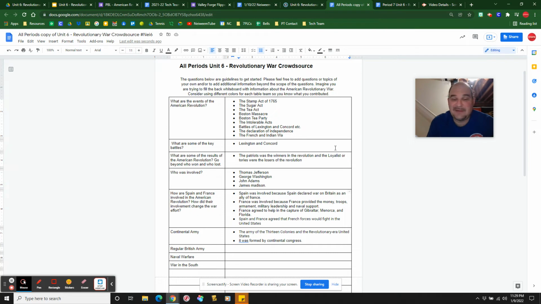Continental Army, spot on right there. It's just the Army of the 13 Colonies. It was founded by the Continental Congress. The regular British Army is going to be, of course, the regulars. We call them the regulars or the redcoats. Naval warfare, fairly new in this time period, but it definitely is something that happens. That's battles that happen on ships. And then the war in the South is actually coming up in a future lesson. The fact that it didn't land here in the crowdsource just means that apparently nobody decided to search for it at this time. So we will get a chance to talk about it.